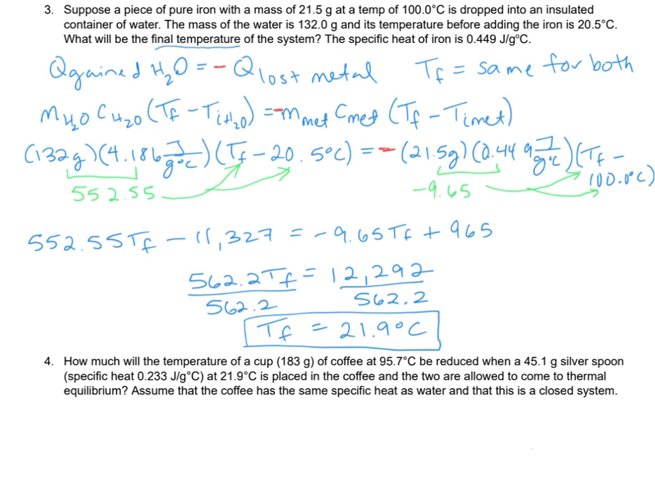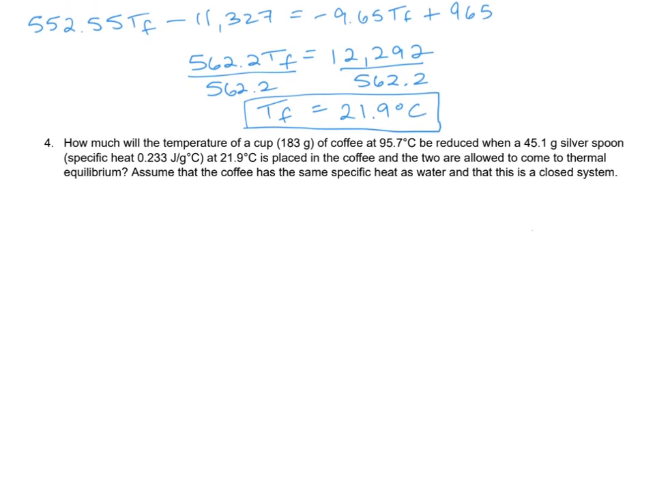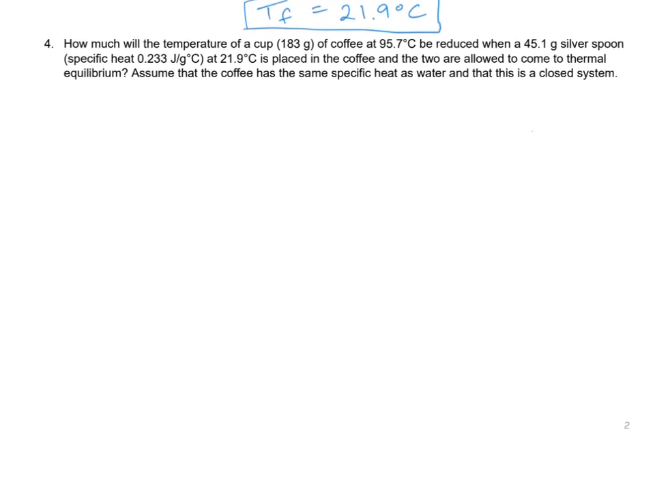All right, so our next question is very similar. How much will the temperature of a cup of coffee at 95.7 degrees Celsius be reduced when a 45.1 gram silver spoon, with specific heat of silver 2.33 joules per gram per degree Celsius, at 21.9 degrees Celsius, is placed into the coffee and the two are allowed to come to thermal equilibrium? Assume that the coffee has the same specific heat as water, and this is a closed system.